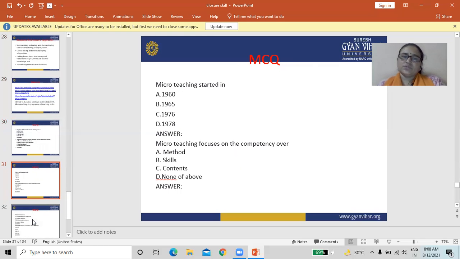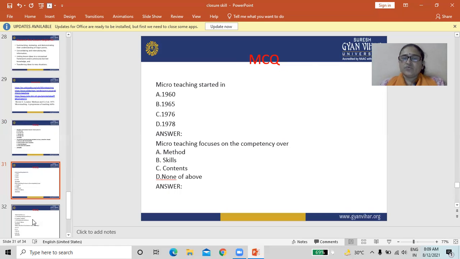Next MCQ. Micro teaching started in option A, 1960. Option B, 1965. Option C, 1976. Option D, 1978. Choose the appropriate answer. We discussed this question and answer in our previous slide.